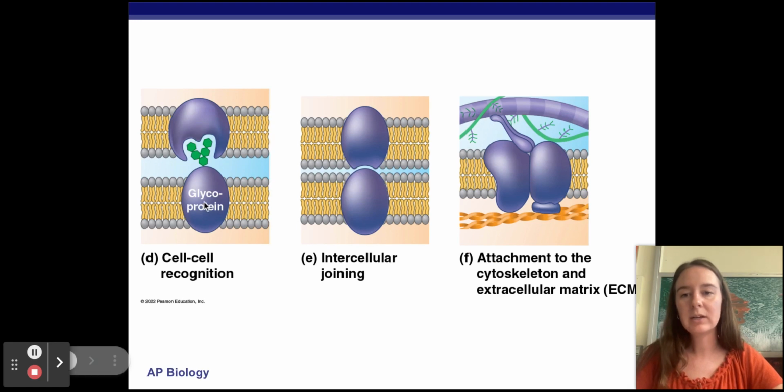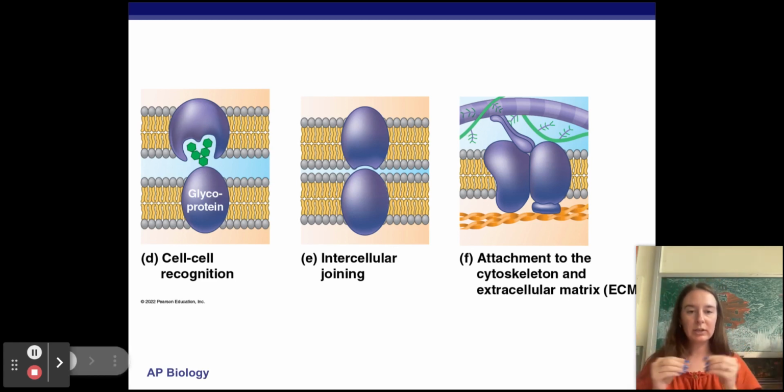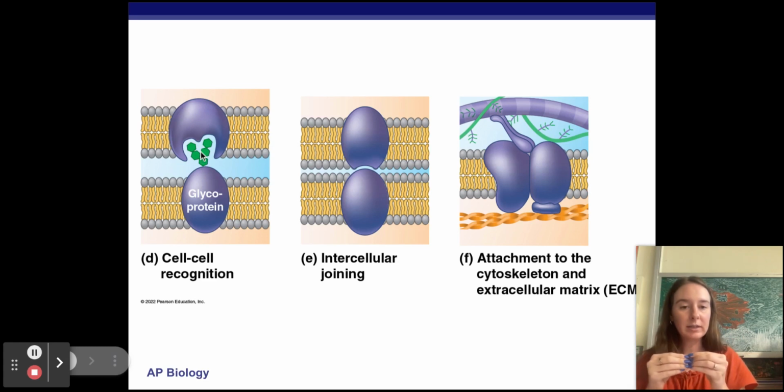So cell-to-cell recognition. Remember we talked about those glycoproteins. These are carbohydrates bound to proteins. This is the function of carbohydrates within the cell membrane. So this is a key part of your you must know. These glycoproteins, or these carbohydrates here in green, allow 2 adjacent cells to recognize each other. So you'll have a protein here and a protein here. And if that carbohydrate is in the center, then the cells know that their neighbor is near.